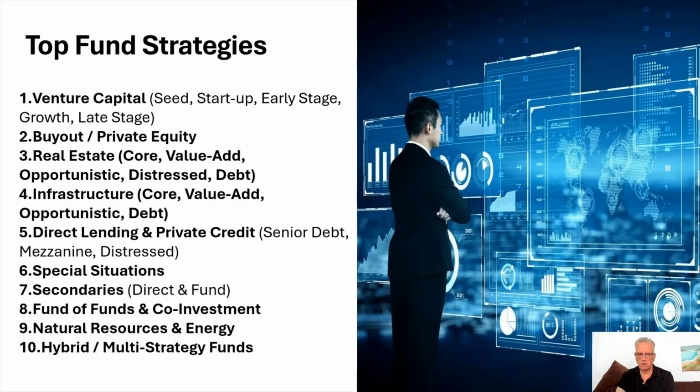Some of the top fund strategies include: 1, venture capital. It could be seed, startup, early stage, growth, late stage. 2, buyout or private equity. Number 3, real estate: core, value add, opportunistic, distressed, debt. Number 4, infrastructure: core, value add, opportunistic, or debt. Number 5, direct lending and private credit. That could include senior debt, mezzanine, and distressed. 6, special situations. 7, secondaries, direct and fund. 8, fund of funds and co-investment. 9, natural resources and energy. And 10, hybrid and multi-strategy funds.